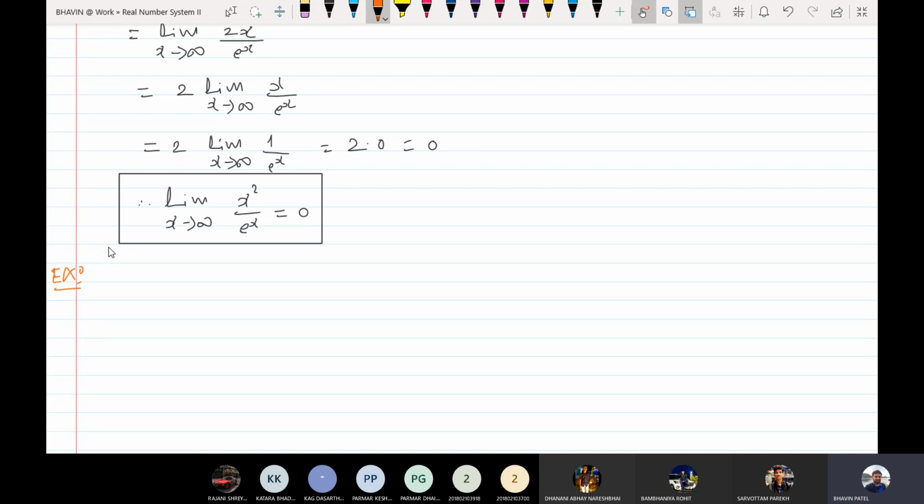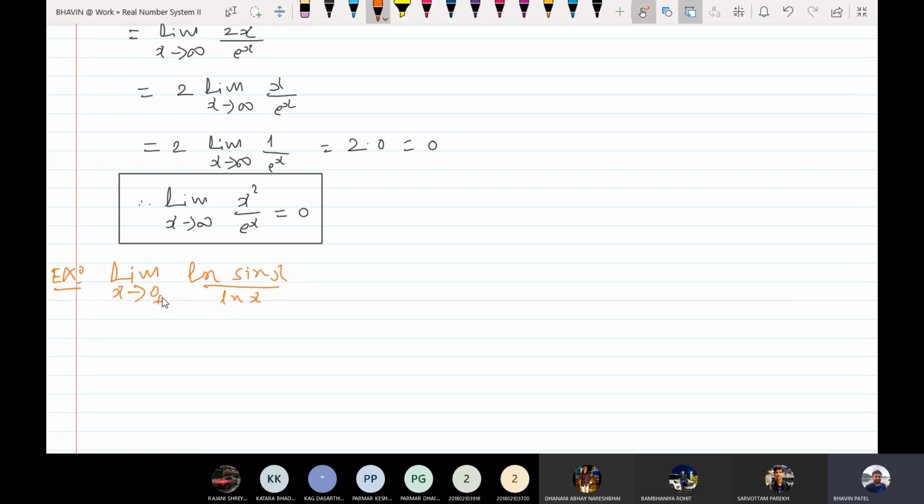So next example is this. ln sin x upon ln x. Fine. So x tends to 0 plus. See, sin 0 is 0.